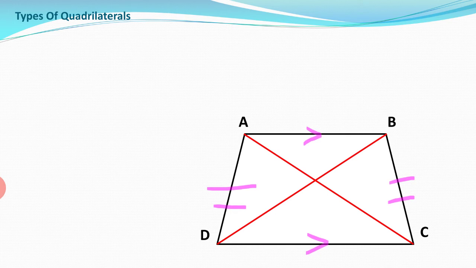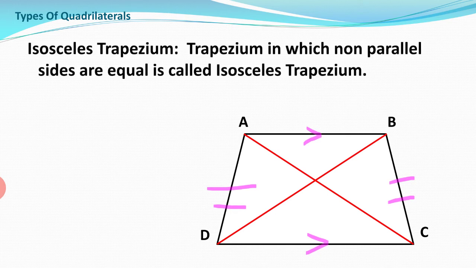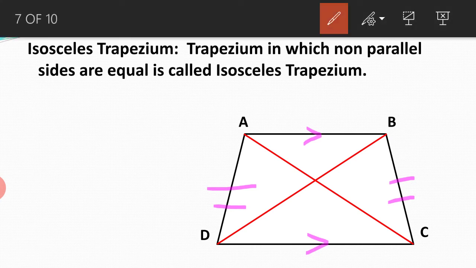Is it clear? Another important property, so we write: trapezium in which non-parallel sides are equal is called isosceles trapezium. I once again read, trapezium in which non-parallel sides are equal is called isosceles trapezium. Now as it is an isosceles trapezium, its diagonals are equal. This is one special property other than trapezium. In simple trapezium, diagonals were not equal, but in isosceles trapezium, diagonals are equal.